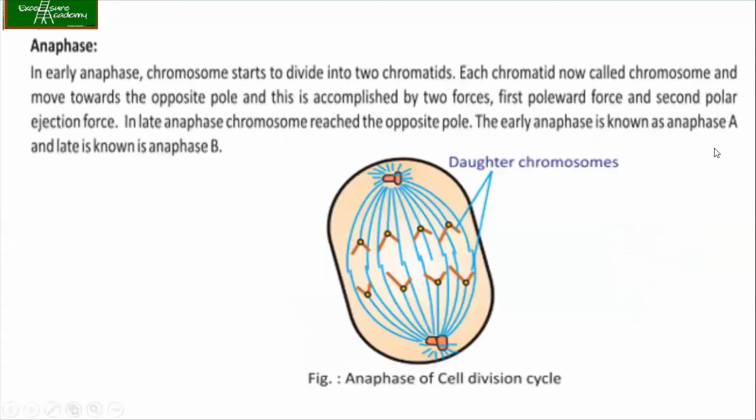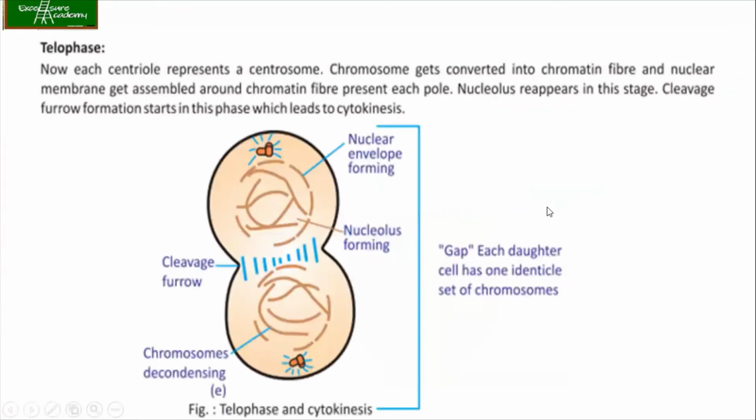Now coming to the anaphase. So in anaphase what will happen? The sister chromatids will get separated. Okay. Now each sister chromatid, now called chromosome, will move towards the opposite side. Now this is done by two forces, poleward force and the polar ejection force. In the late anaphase, chromosomes reach the opposite pole, and the early anaphase is known as the anaphase A and the late one is known as the anaphase B. We'll come to the anaphases A and B. Also, we have discussed earlier how it is behaving.